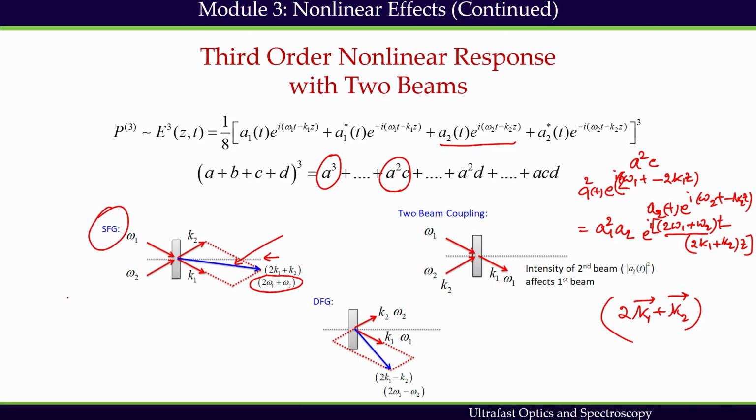Sum frequency generation can happen in second order as well as third order or higher order. It's just combining them. On the other hand, I can have difference frequency generation, which is shown here. Difference frequency generation is due to the a square d term. We can take a look at the a square d term as well.